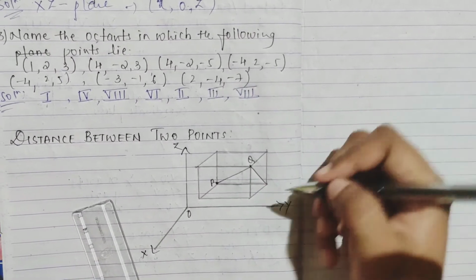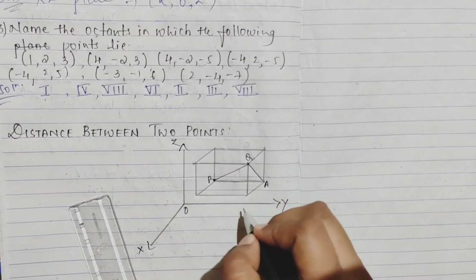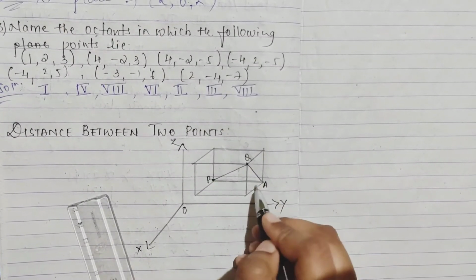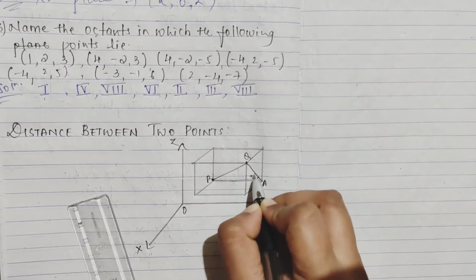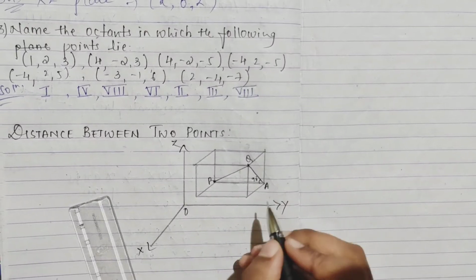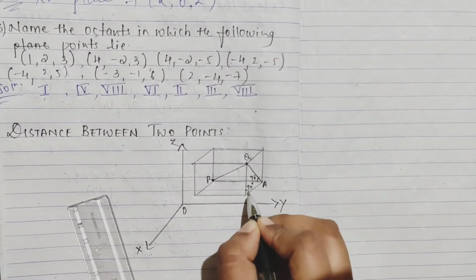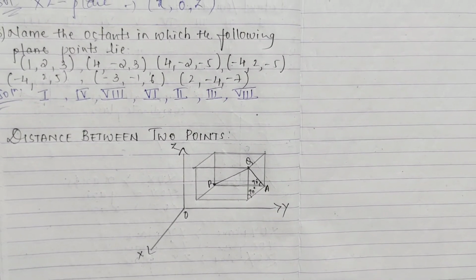Here, if I take this point also, I will call it A. So if you see PAQ, you will get a right angle triangle. This is your 90 degrees, right? If this is 90 degrees, the opposite of this also is 90 degrees, corresponding angles. So you are getting a right angle triangle.